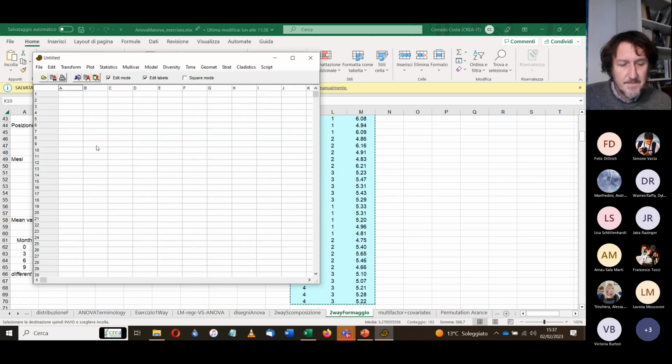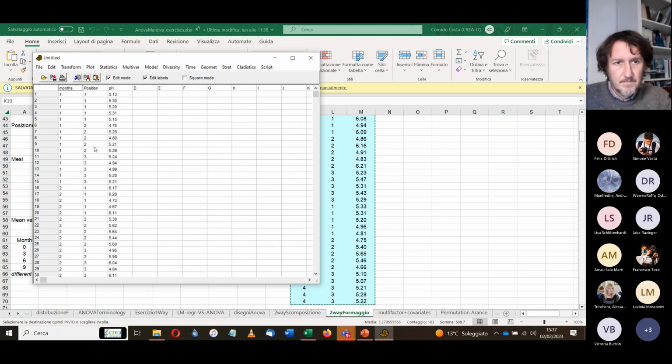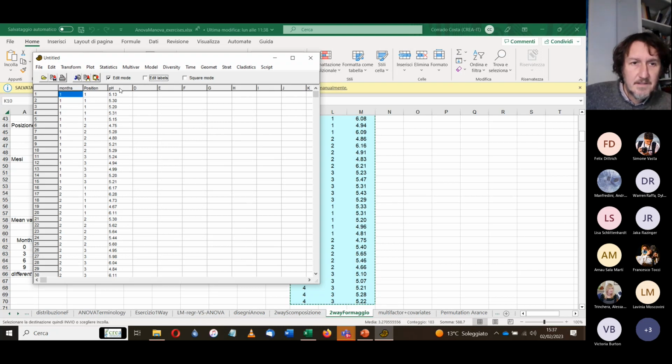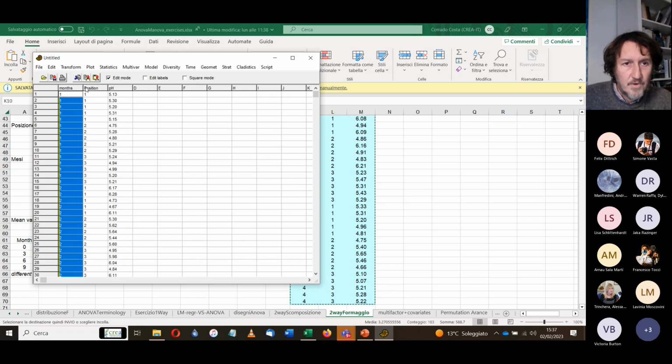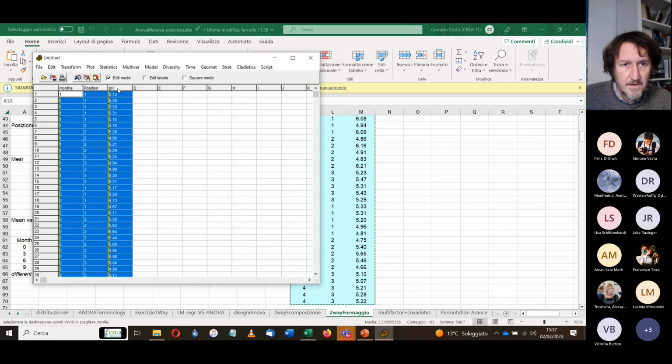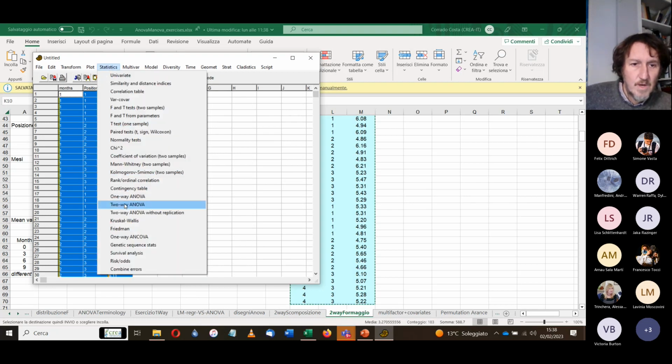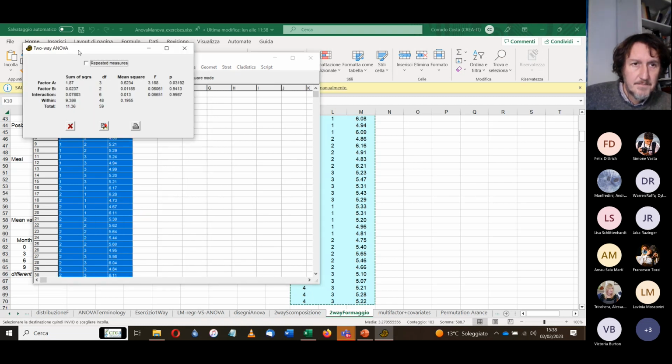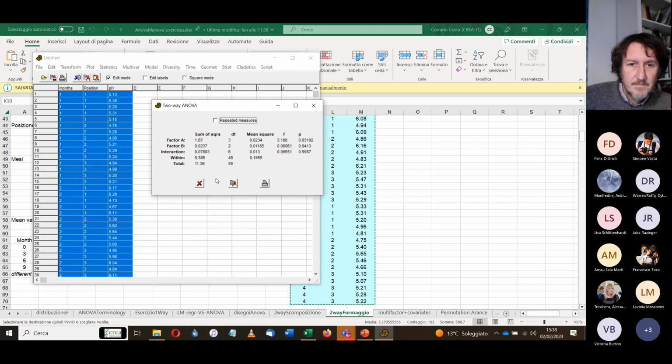You paste from A here, edit labels. You get the three columns here. Click on the first header, move with the mouse on the third, shift, click on the third. In the statistics menu, you can find two-way ANOVA. Okay. This is the result.